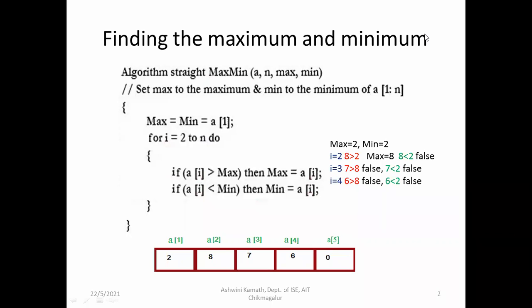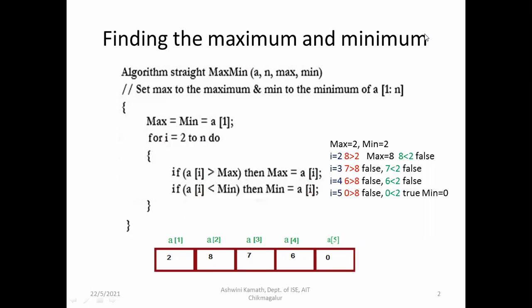i is equal to 4. i will be incremented. It becomes 4. The fourth element is 6. 6 greater than 8 is also false. 6 less than 2 is also false. Then i is equal to 5. 0 greater than 8, it is false. 0 less than 2 is true.